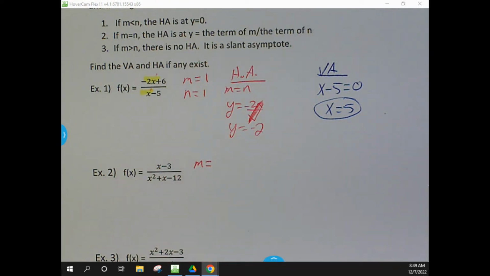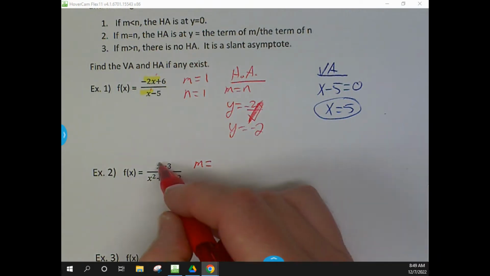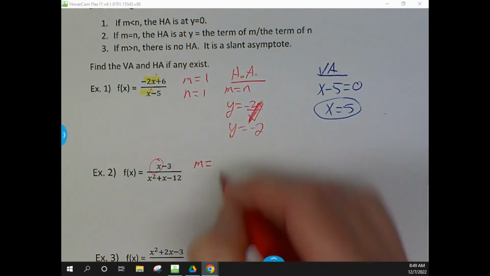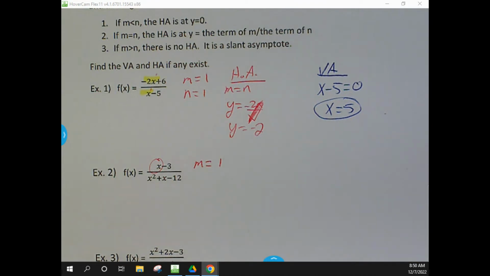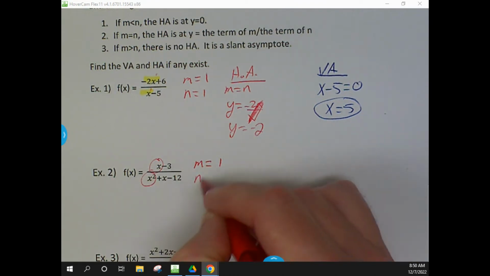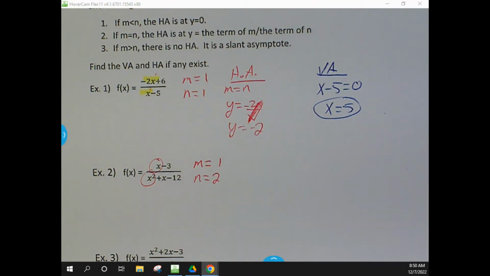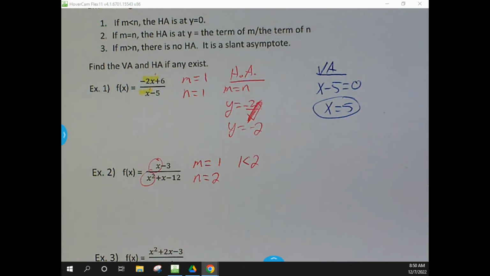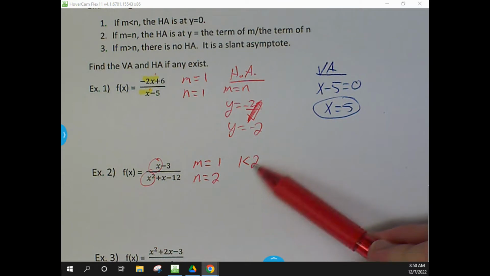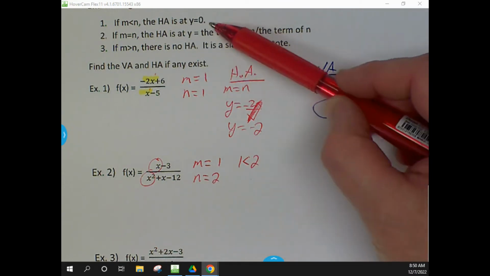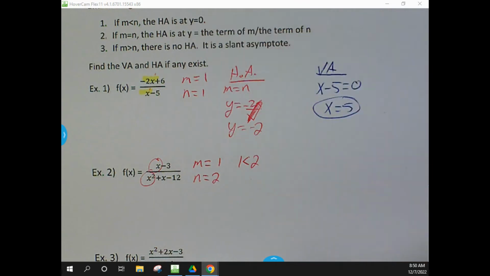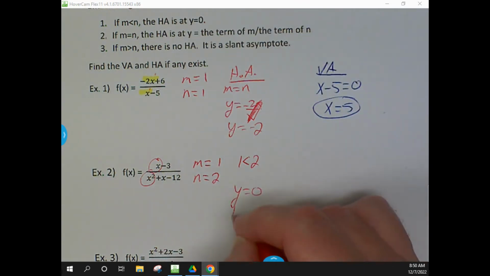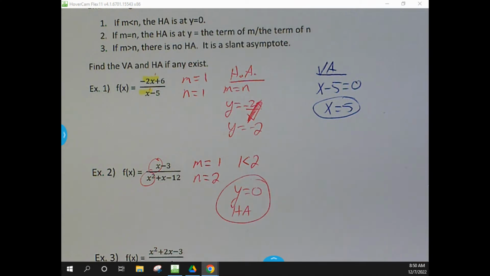All right, for example 2. The numerator has x to the first power, basically your leading term there, so your degree is 1. In your denominator, it's x squared, so your degree is 2. And m is always the first number. So you've got 1 that you're going to compare with 2. In that case, 1 is less than 2, right? So that one works out pretty nice, because since 1 is less than 2, by default it's going to go back to y equals 0. So we've got a horizontal asymptote at y equals 0.